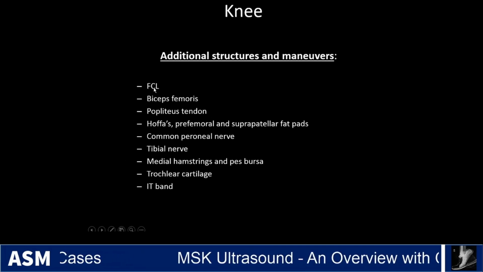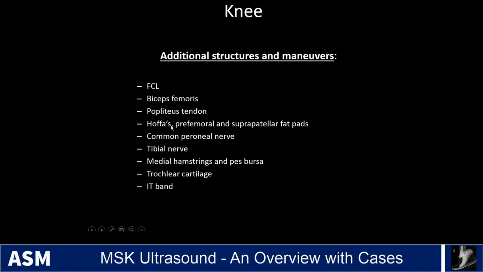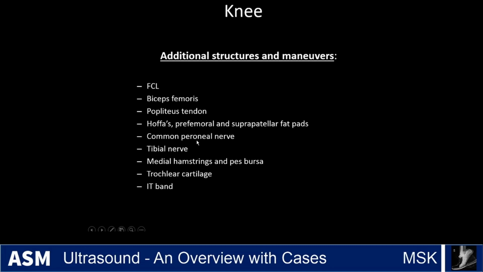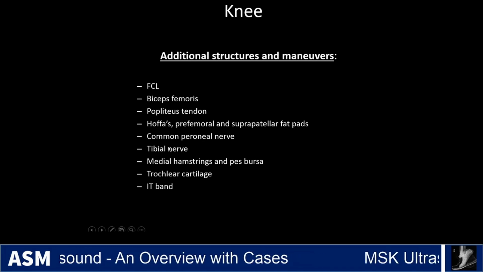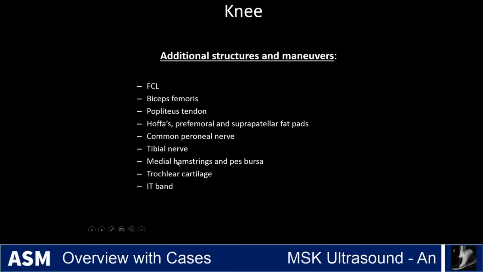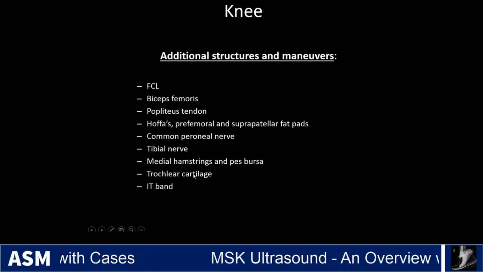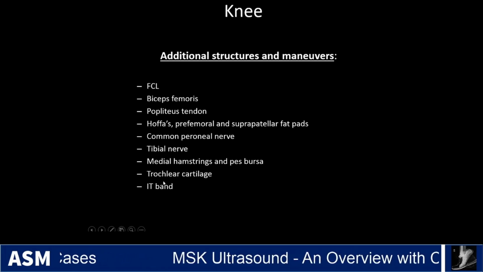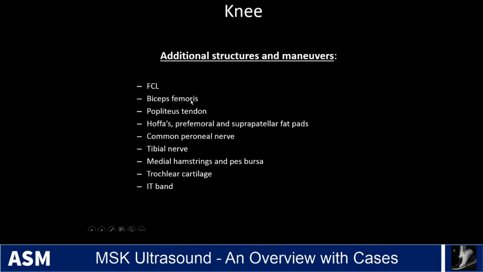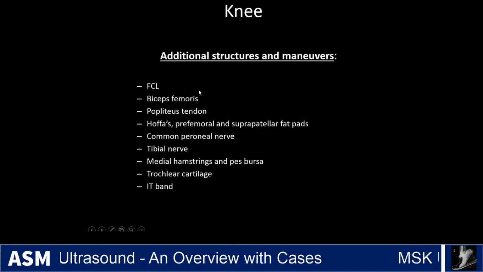You can see the fibular collateral ligament, or LCL, biceps femoris, the popliteus, Hoffa's fat pad, the prefemoral fat pad, the suprapatellar fat pad. As I mentioned, the neurovascular bundle. You can follow the common peroneal nerve all the way around the fibular tunnel and fibular neck into the leg. The tibial nerve, the medial hamstrings, and pes anserine bursa. You can sometimes look down at the trochlear cartilage and the IT band. Typically, the areas that we're going to be limited in terms of visualization are things in the intercondylar notch or cartilage within the tibiofemoral compartments.